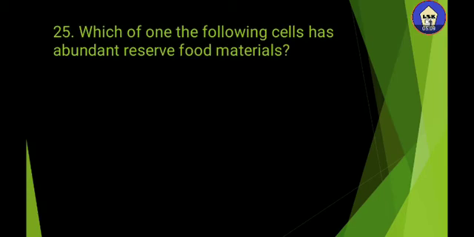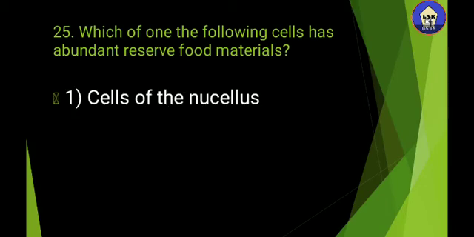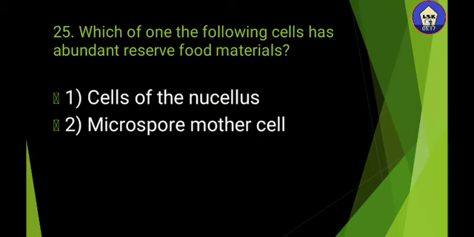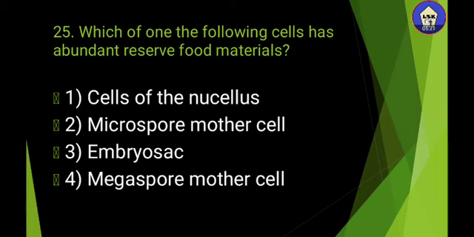Now question number 25. Which one of the following cells has abundant reserve food materials? Option 1. Cells of nucellus, microspore mother cell, embryo sac, megaspore mother cell. The question is, which one of the following cells has abundant reserve food material?